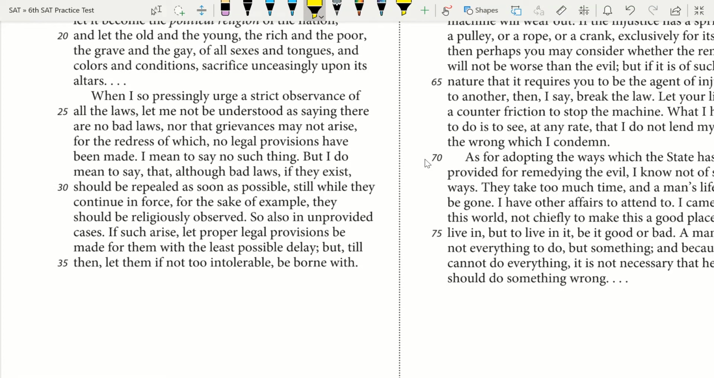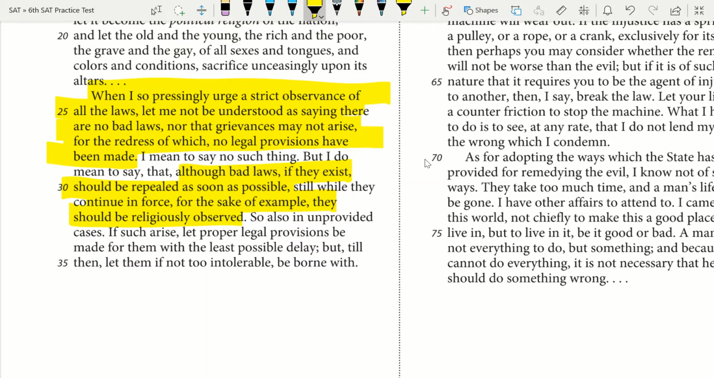When I so pressingly urge a strict observance of the laws, let me not be understood as saying there are no bad laws, nor that grievances may not arise for the redress of which no legal provisions have been made. I mean to say no such thing, but I do mean to say that although bad laws, if they exist, should be repealed as soon as possible, still while they continue in force, for the sake of example, they should be religiously observed.